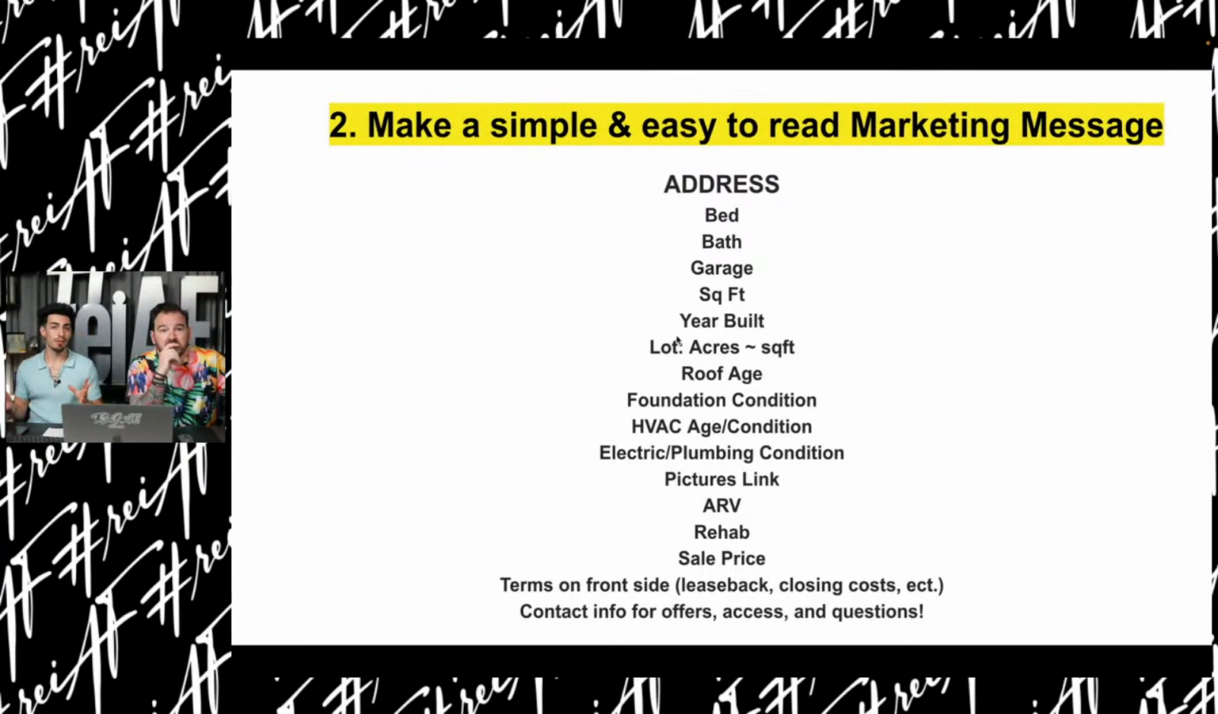Okay, so this is just how to make a very simple and easy to read marketing message. At the very top, you're gonna have the address, obviously. Under that, you're gonna have all the property specs. So you're gonna put your beds, your baths, how many car garages it is, the square footage, your year built, and then I'm gonna put my lot size. After that, I'm gonna go into what the property actually needs, and I'm only gonna list the majors, which is gonna be your roof, your foundation, your HVAC, and your electric and plumbing.